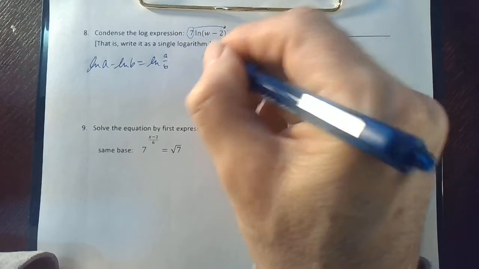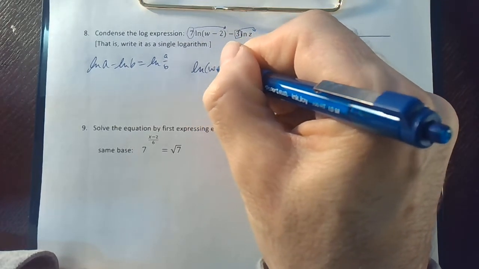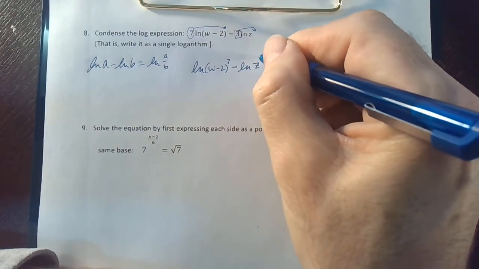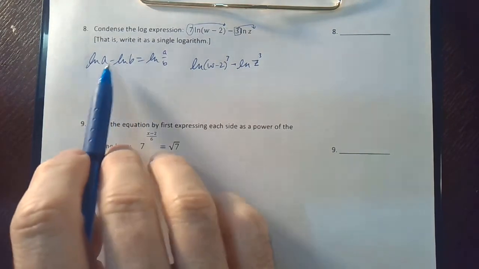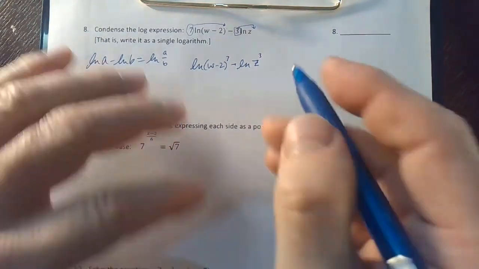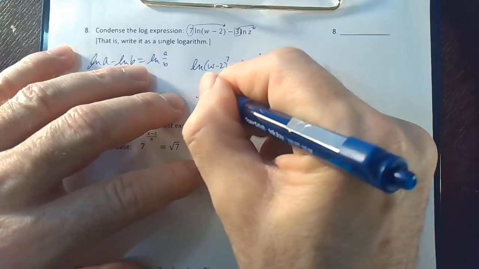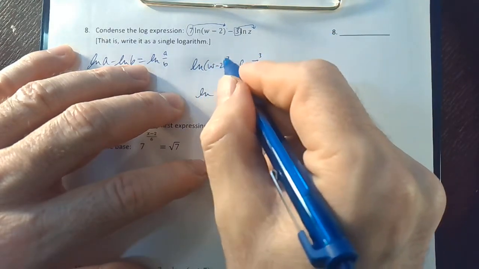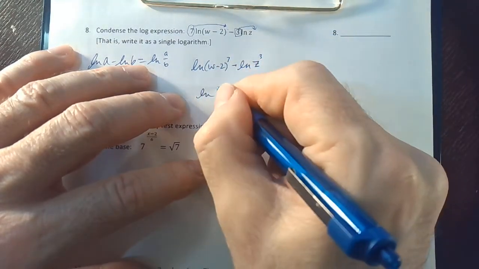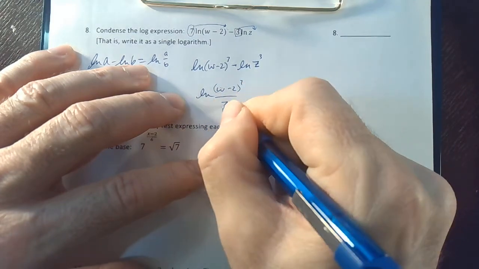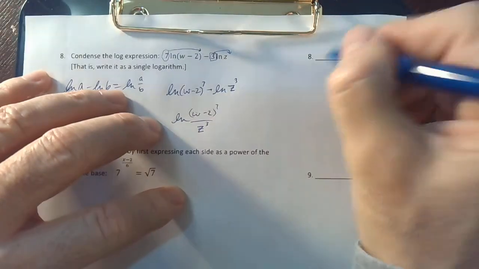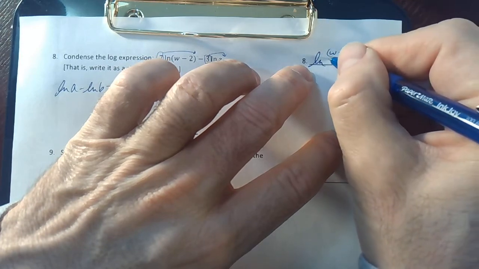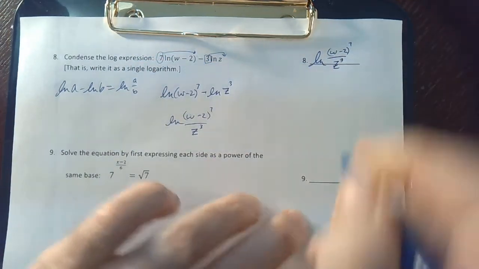So using the power rule, we get ln of (w minus 2) to the 7th minus ln of z cubed. Now we can apply this quotient rule. So we're going to get ln of this over this. This (w minus 2) to the 7th over z cubed. Simple as that. ln of (w minus 2) to the 7th over z cubed.